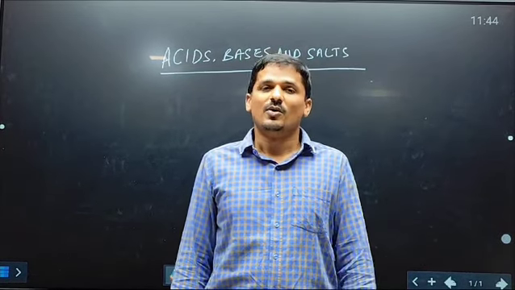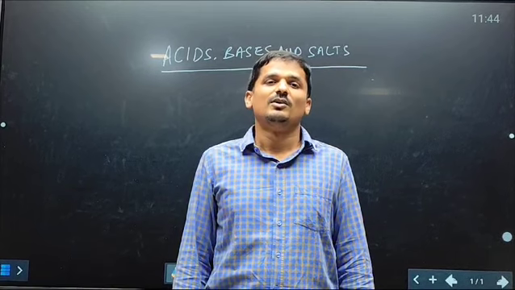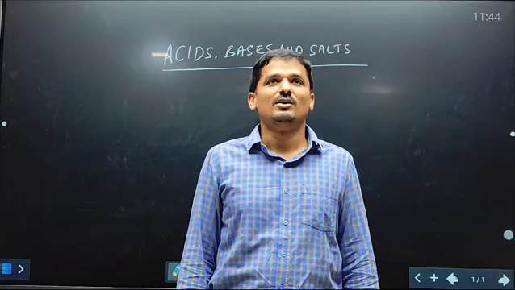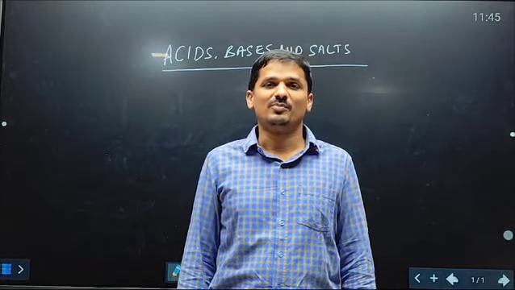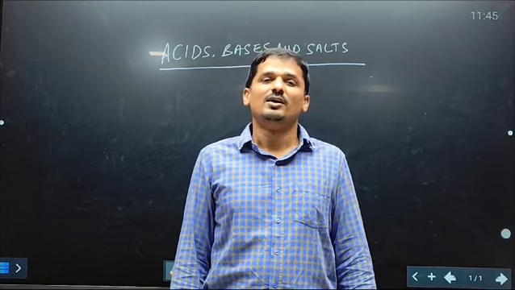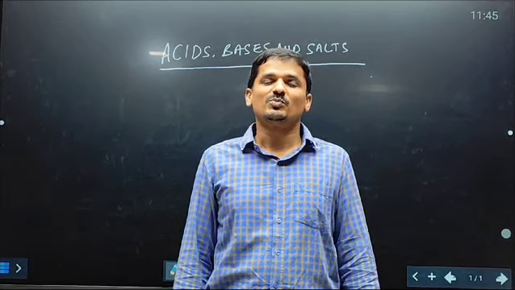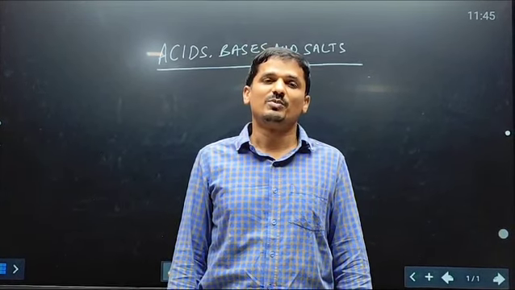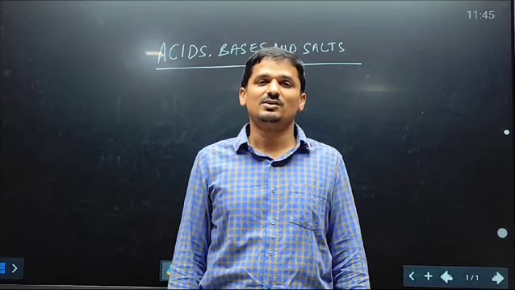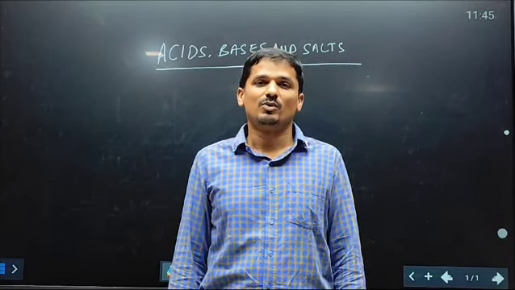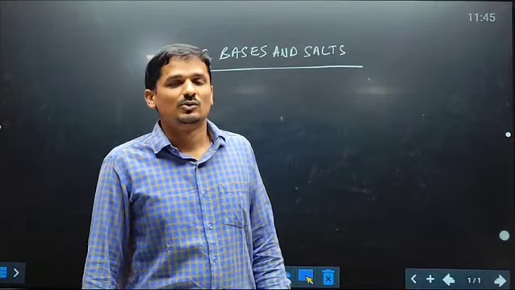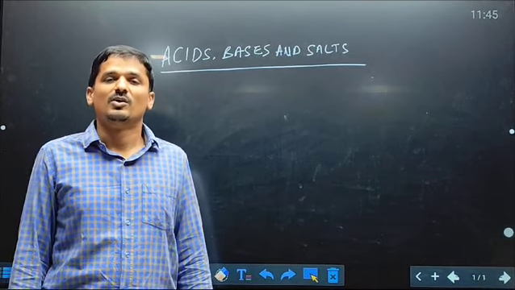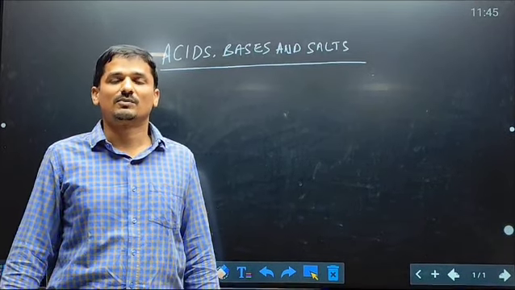There are a few natural indicators which can be used for testing an acid or base. One such example is litmus paper. Acids turn blue litmus to red, and bases turn red litmus to blue. Litmus is extracted from lichen, which belongs to the plant division Thallophyta.